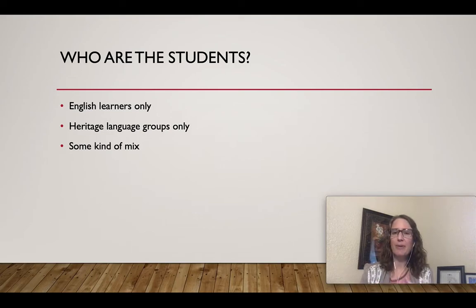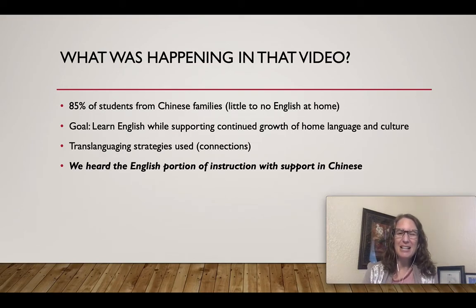In the book, it talks about there sometimes being a 50-50 mix, with that mix not always being so clear, because we have students coming from home language groups that already speak two languages at home. So sometimes it's difficult to decipher who the mix of students is in a classroom. But who is being served by a program is an important question to ask yourself when you're looking at that program model. So what exactly was happening in that video?